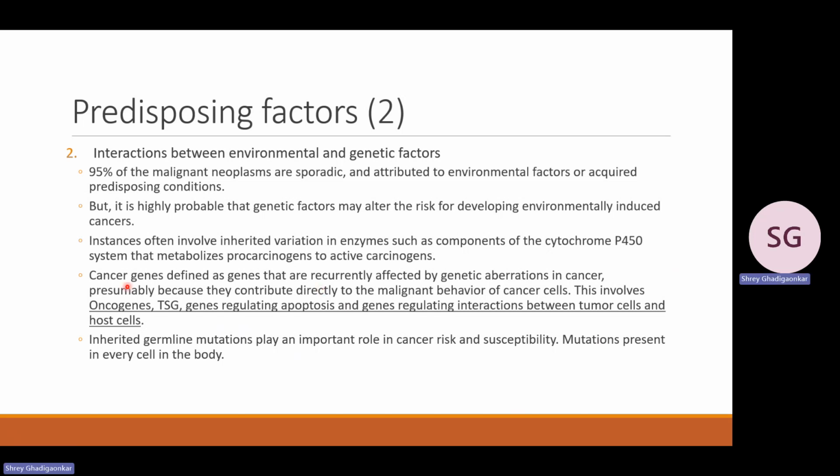You also have cancer genes, which are genes that are recurrently affected by genetic aberrations in cancer. These are usually four types of genes. You have oncogenes, tumor suppressor genes, genes regulating apoptosis, and genes regulating interaction between tumor cells and host cells. So there's four. You also have germline mutations, which play an important role in cancer risk and susceptibility. And these mutations are present in every cell in the body.